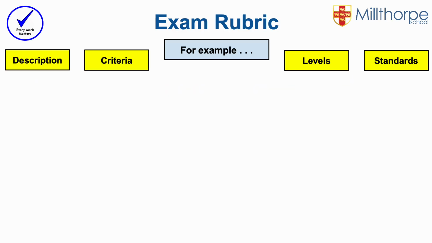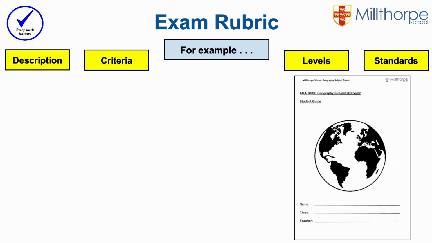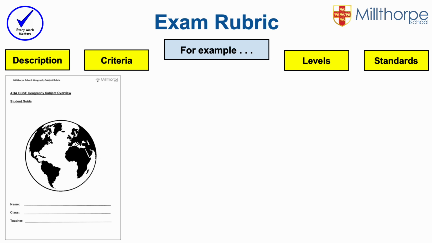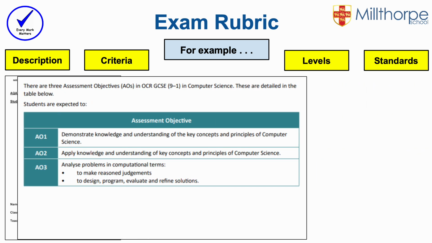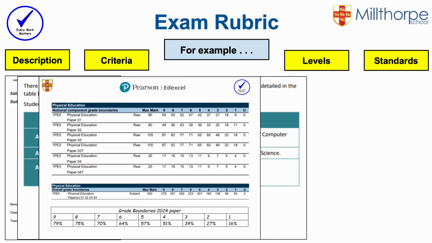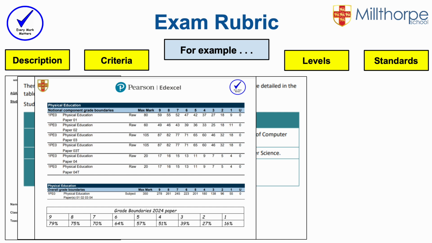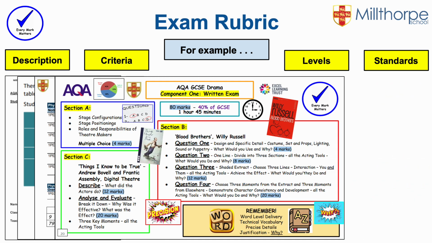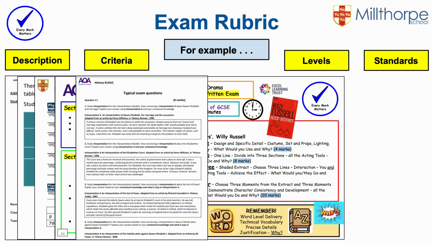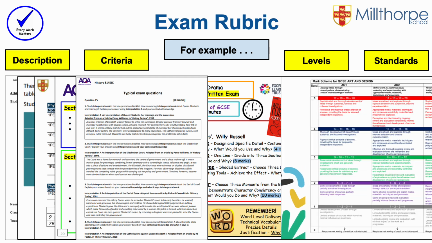And in terms of what the exam rubrics actually look like, well, here are just a few examples of pages taken from a range of different subjects. So here we have, of course, geography, computer science there, looking at assessment objectives, sports studies, looking at grade boundaries. An example here from my own one in drama, looking at an overview of what to expect in the written exam. History here, we have typical exam questions.